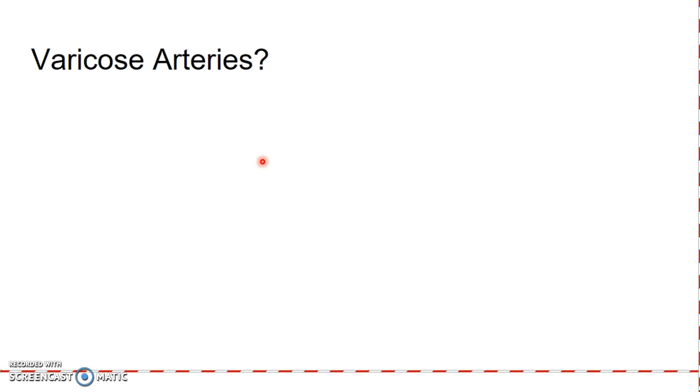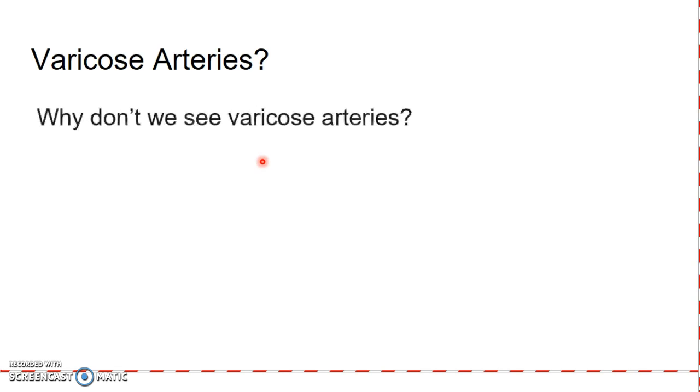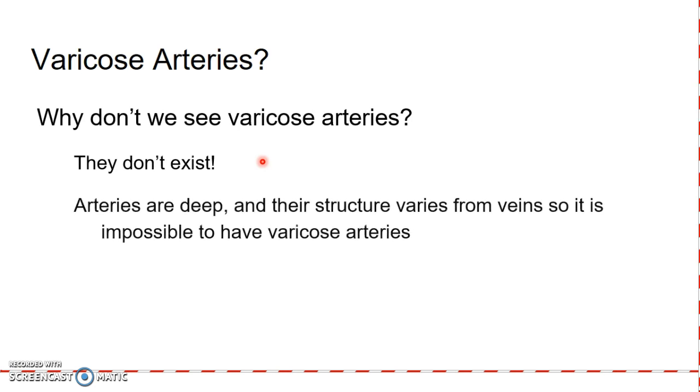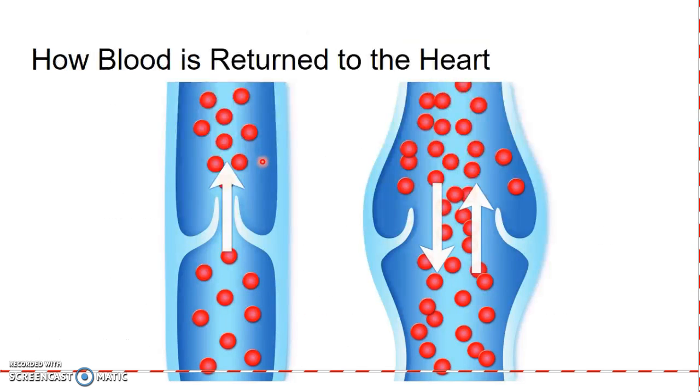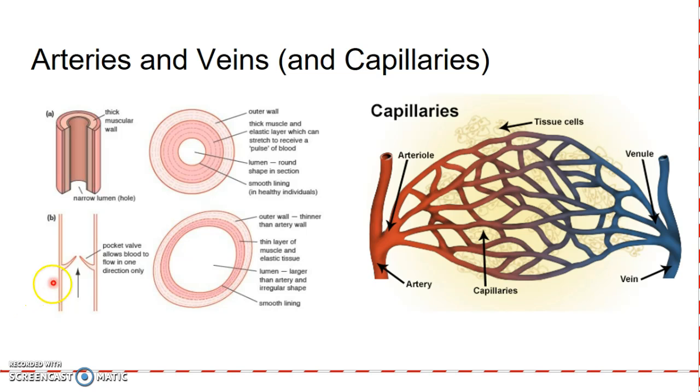And then one of the requirements for the presentation was varicose arteries. But hopefully we all know by now why varicose arteries do not exist. Because they don't exist. That's kind of circular logic. But arteries are deep, and their structure varies from veins. So arteries don't require the muscle contractions and the valves to be able to push blood back to or from the heart. Because if we look back here, they don't have these pocket valves.